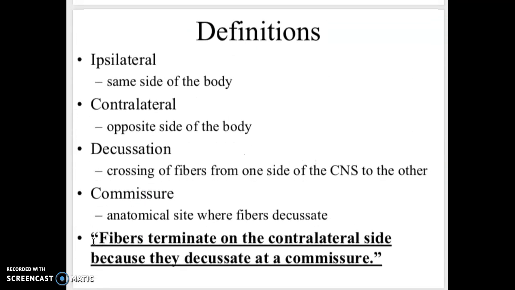So an example sentence here, fibers terminate on the contralateral side because they decussate at a commissure. My example that I use for contralateral is like putting on deodorant. So use your right hand to put it under your left armpit. Most people don't put on deodorant ipsilaterally, so they don't grab the deodorant in the right hand to put it under the right armpit. That's kind of a weird way to do that, right?